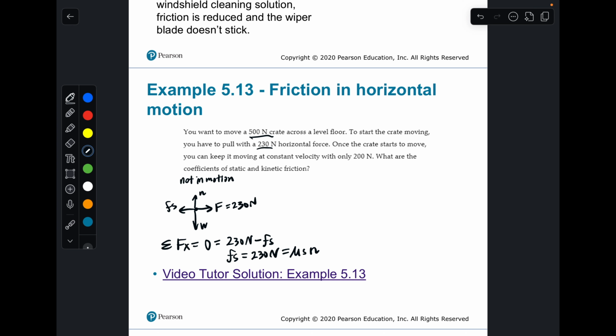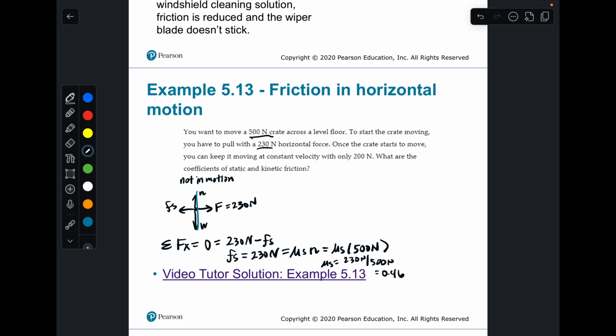as long as we know the normal. And we know the normal force because in our head, we can apply Newton's first law to the y, and we see that the normal force is going to equal the weight. And so the static friction coefficient we can find because we know that the normal force is equal to 500 newtons. And so mu s will be 230 over 500, which is 0.46.